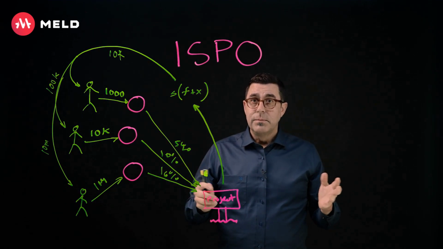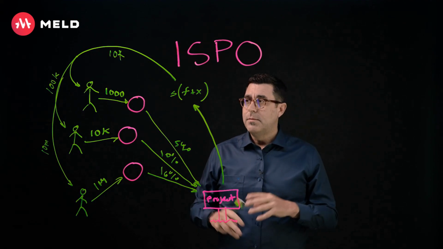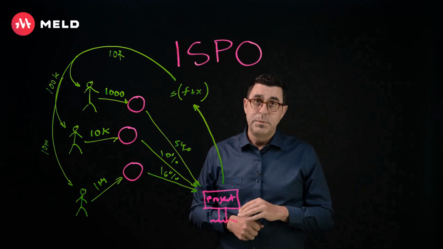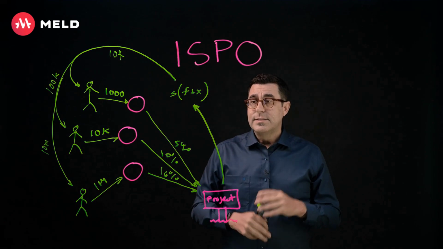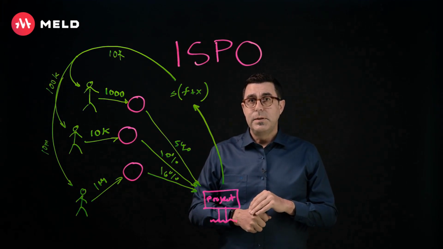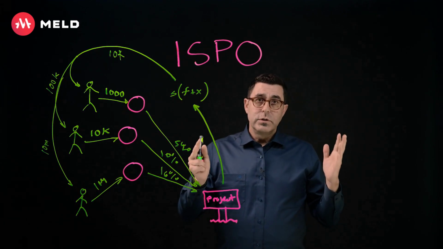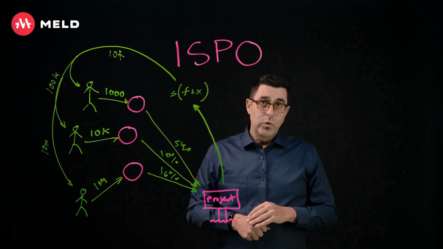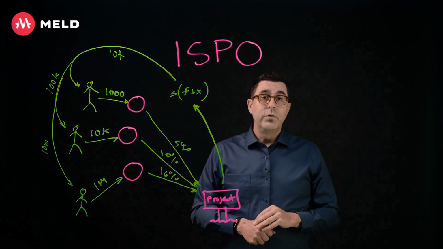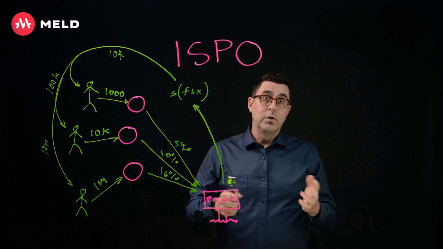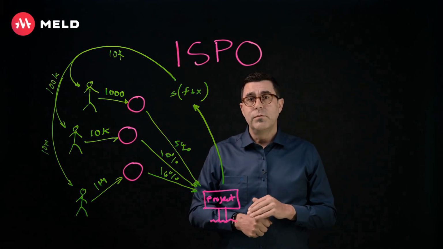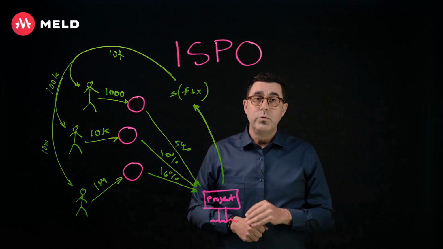ISPOs are native on the MELD blockchain, and MELD launched the first ISPO in 2021, and since then there have been more than 100 ISPOs run by several different companies. So I invite you to learn more about ISPOs, how they work and what they are. And if you're interested, please join the MELD blockchain and participate in one of the projects launching on MELD using an ISPO.